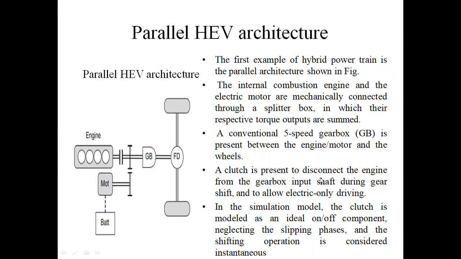The meaning of this point is that when we press the clutch, the engine and gearbox are separated. At that time only the electric motor is connected to the output, so only the motor runs the vehicle. The engine is disconnected. In normal conditions, both the engine and the motor outputs are connected to the vehicle.